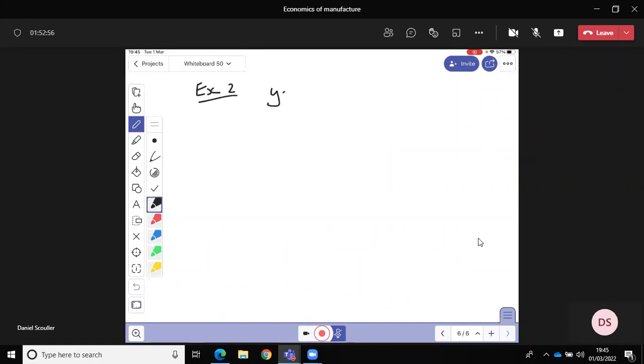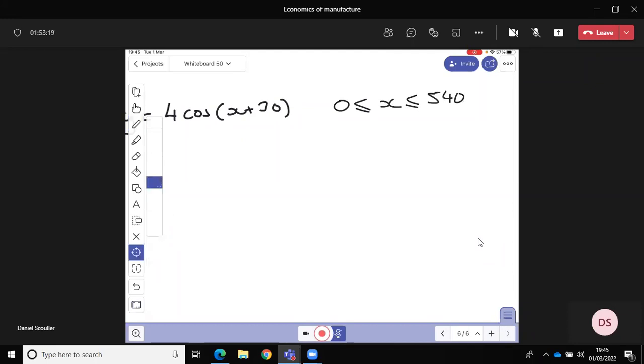Example 2. X plus 30. And this time, I'm wanting us to think about it between 0 and 540. So this doesn't necessarily have to be 360.